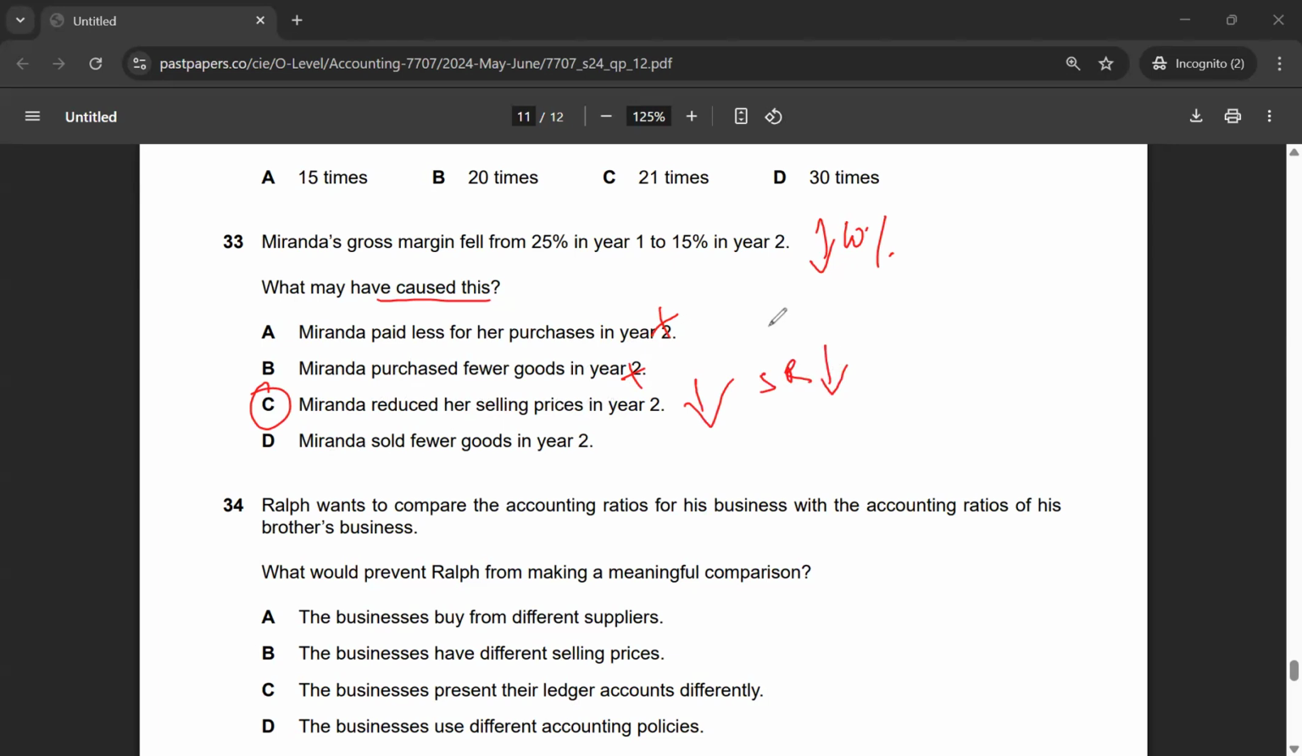Once your sales revenue is down, your gross profit margin is going to go down, because if you look at the formula, it's GP over sales revenue, right? So the correct answer for multiple choice 33 would be option C. Miranda reduced her selling prices in year 2. Reduced selling prices means less sales revenue.